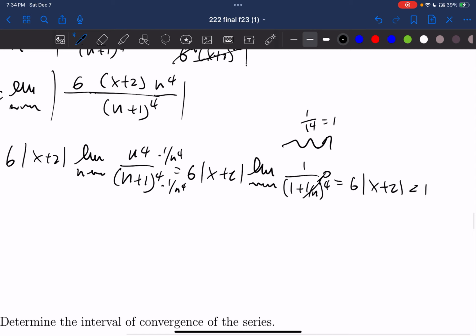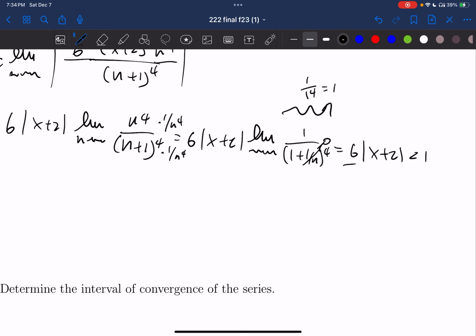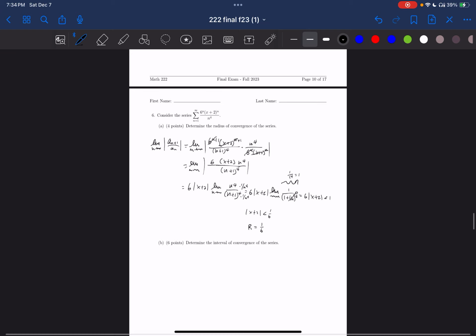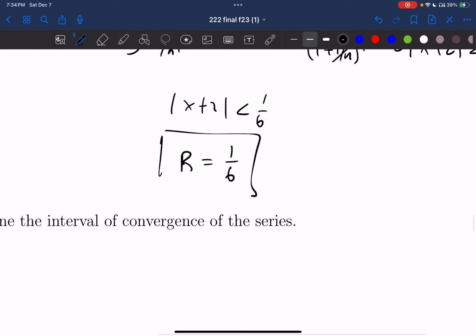We want this less than 1, because if it's less than 1, it'll converge by ratio test. So we want this less than 1. We can take the 6 and divide it over. So we get absolute value x plus 2 is less than 1 over 6. And our radius of convergence will be equal to 1 over 6. And that's all it asks for.